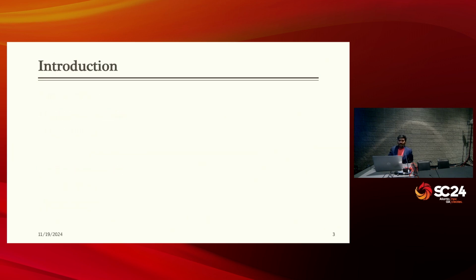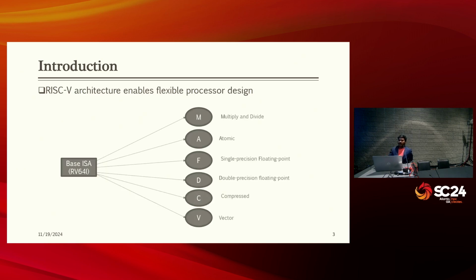Moving on to the introduction, RISC-V architecture offers greater flexibility in developing a custom processor based on the need. On top of the base ISA, we can choose any of the standard extensions to develop a processor based on a need.